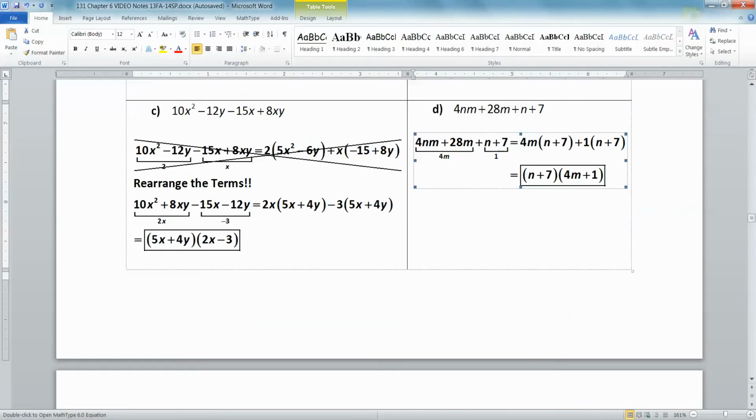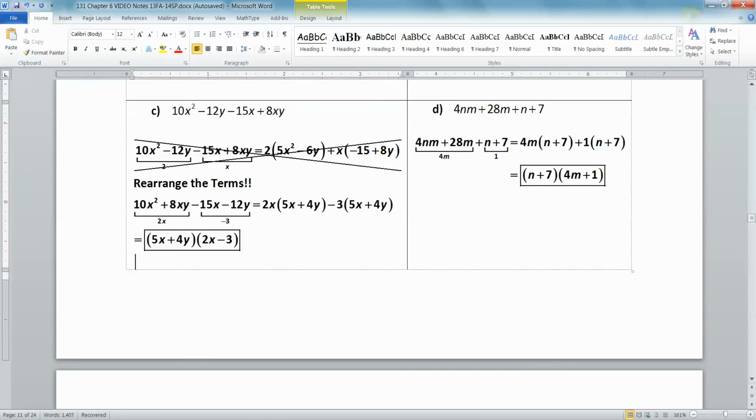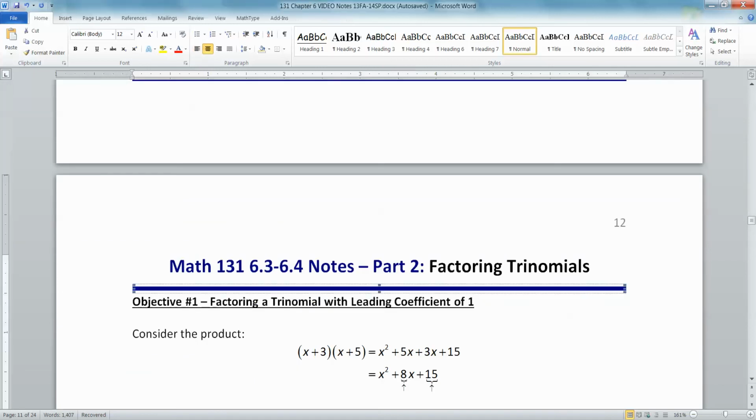All right, we are all done with 6.3 to 6.4 part 1. And then next time we'll come back and do the more tricky problems of factoring trinomials. So I'll see you back here then.